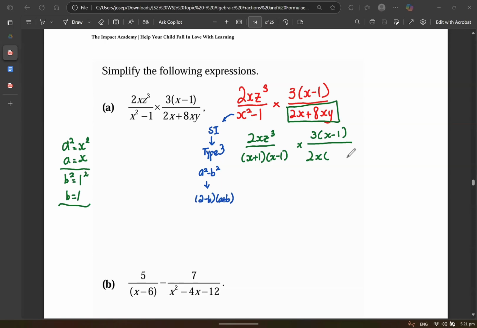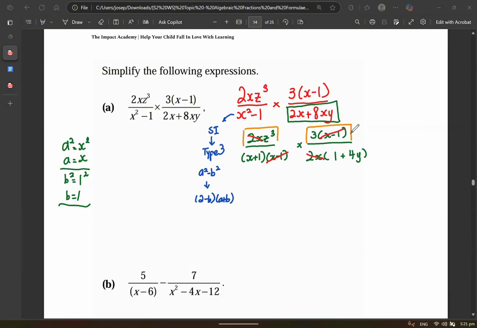Becomes 1 plus 4y. True? Okay, so that's that. All right. Then from here, you can cross out x minus 1 and x minus 1. Very good. What else can you cross out? You can cross out 2x and you can cross out 2. True? Okay. So then numerator, numerator, denominator, denominator.